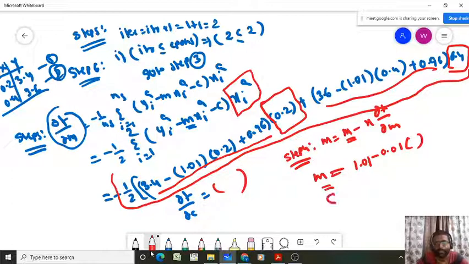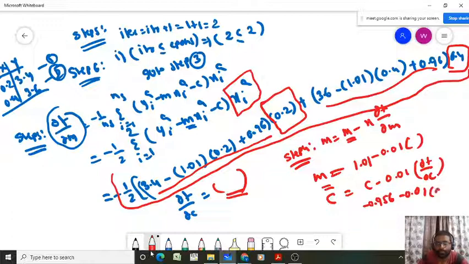Similarly, you have to update the C. C equal to C minus eta, that is 0.01, into dou F by dou C value. The dou F by dou C value is coming from here. Like that we are updating them. Here C equal to minus 0.958 minus 0.01 into dou F by dou C. Right? So this is the updation of the model parameters during the second iteration.